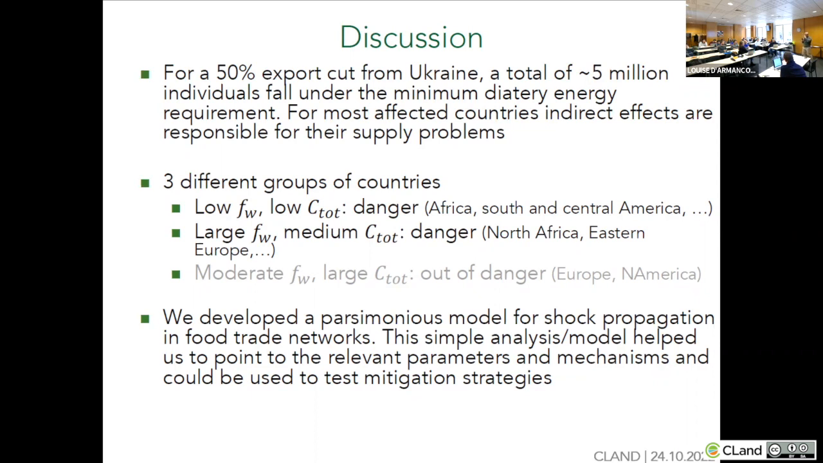But I was surprised in some sense. I know well the literature on networks. I know less the literature on food trade networks. But I was surprised that there are very few models in the spirit of what we did for networks. The literature is very scarce in this respect.